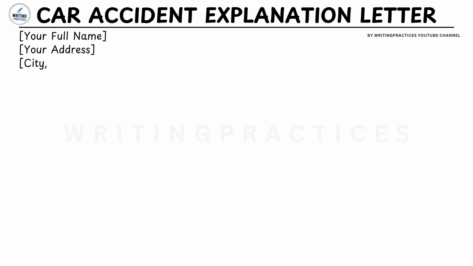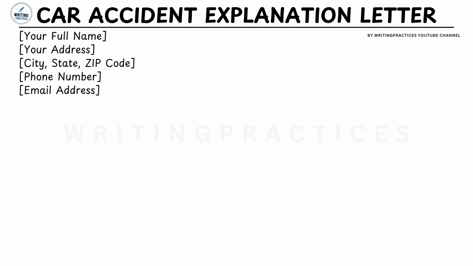A letter explaining a car accident can become a critical document after a vehicle collision because insurance companies, employers, law enforcement agencies, and other parties may rely on your written explanation when reviewing claims, investigating liability, assessing damages, or evaluating the circumstances of the incident. An incomplete or unclear explanation can create misunderstandings, delay claim processing, or make it difficult to establish an accurate record of what occurred. So here is how to write it.